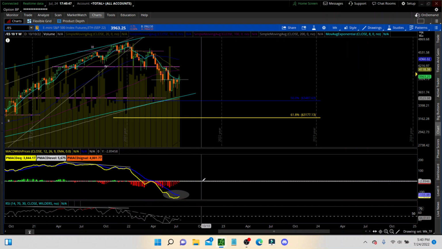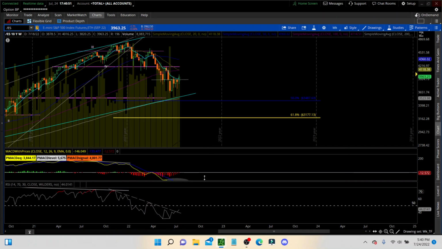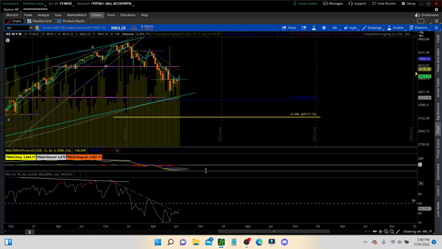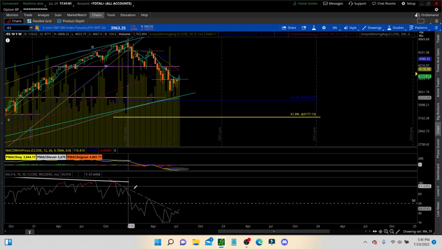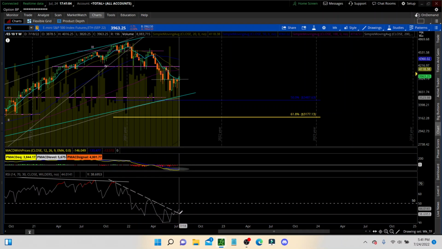Comes up, resets, heads back lower, and possibly makes a lower low, or makes a divergence, and then we continue higher at that point. Perhaps the correction would be over. That's in the weekly, so it's a long time away here, you guys. We're breaking this downtrend here on the RSI.